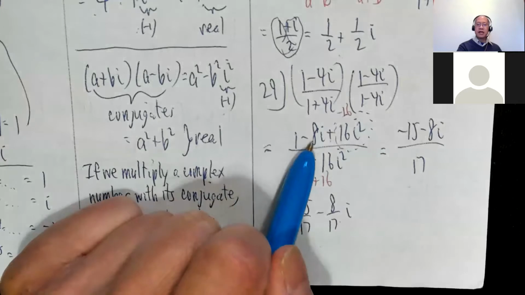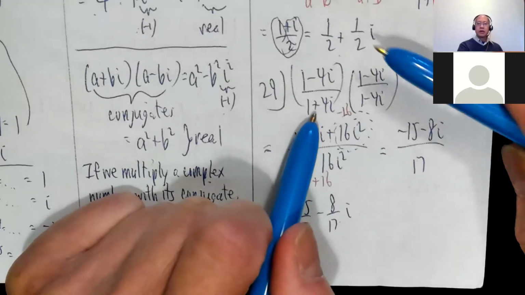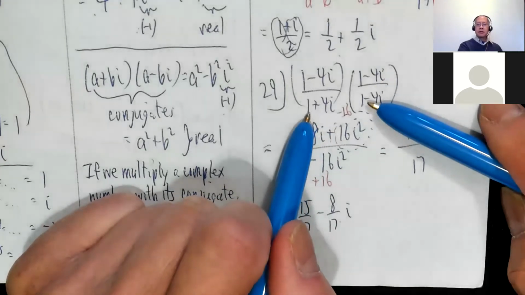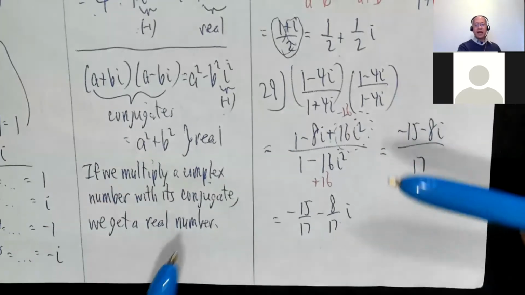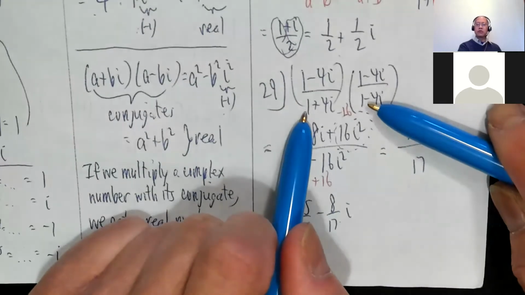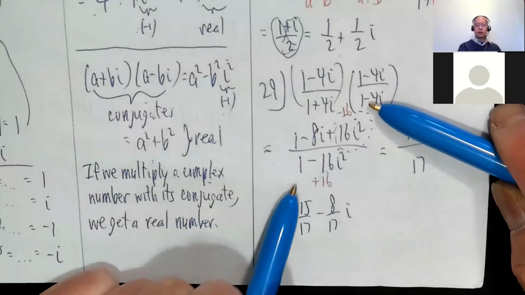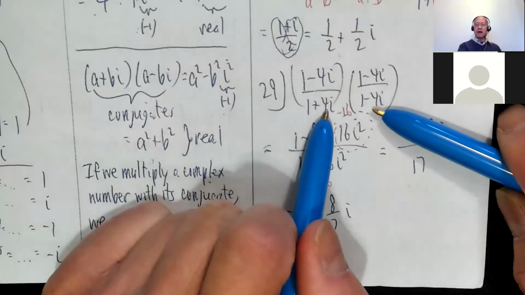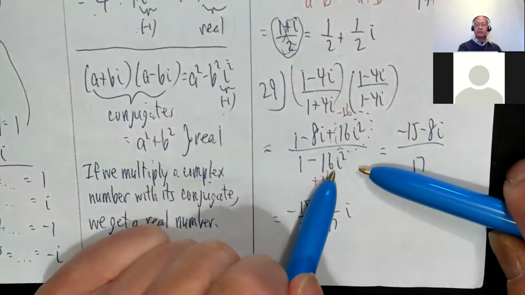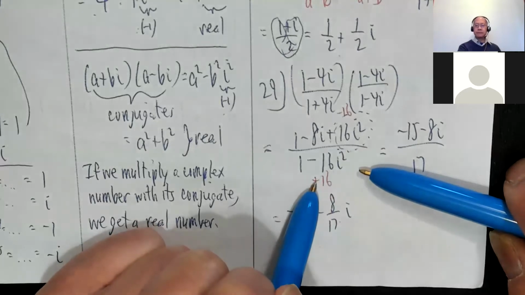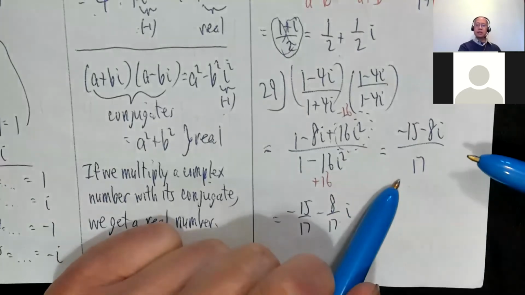So it's like saying 1 minus 8i minus 16. Okay, on the bottom, these are complex conjugates. So it's just going to be a squared minus b squared. 1 squared, 1, minus 16i squared, that's minus 16 times a -1. That's a positive 16. So 1 plus 16 is 17.